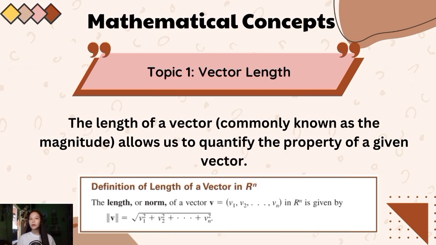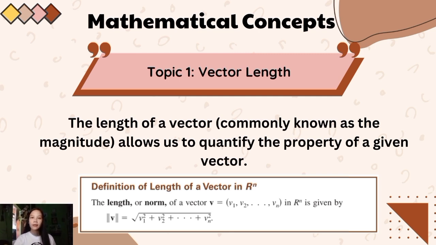So the first topic that we are going to discuss is vector length. The length of a vector, commonly known as the magnitude, allows us to quantify the property of a given vector. So here is the definition of the length of a vector in R^n. The length or norm of a vector v = (v1, v2, ..., vn) in R^n is given by the square root of v1 squared plus v2 squared up to vn squared.